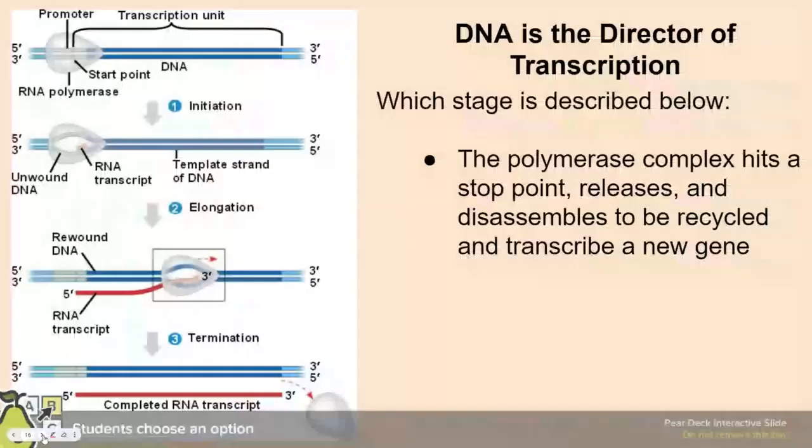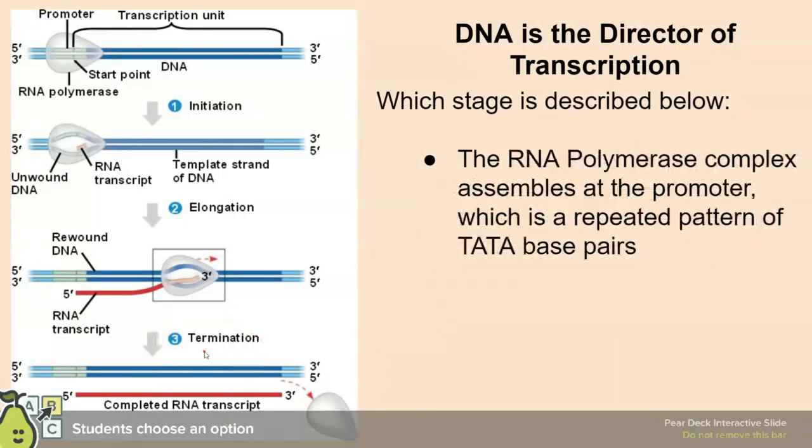Now, let's see if we can remember what we're talking about. This says the polymerase complex hits a stop point and releases. It disassembles to be recycled to transcribe some other new gene. Is this talking about the initiation, elongation, or termination? Well, it's a stop point, so it must be step 3, termination.